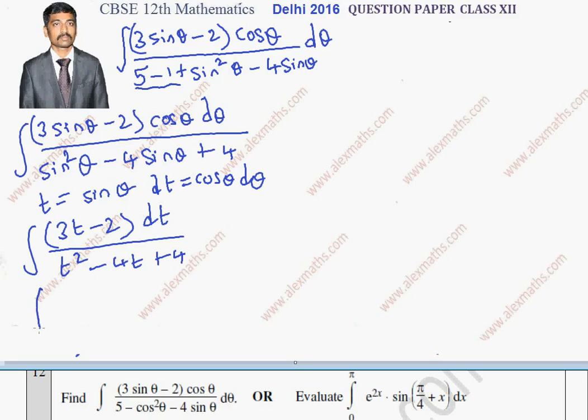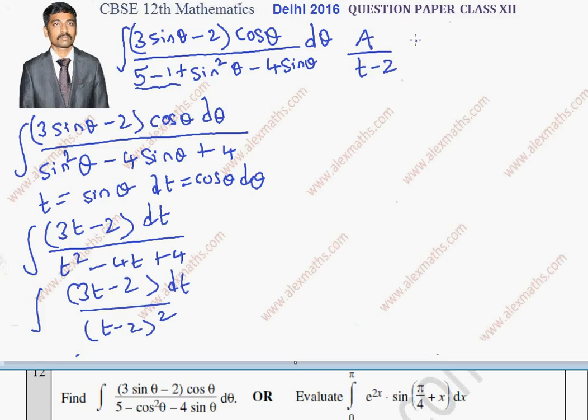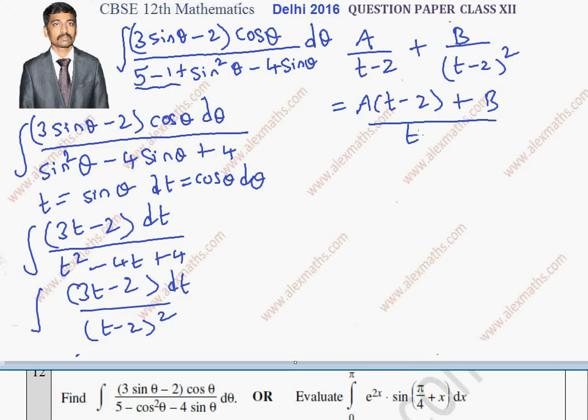This denominator again we can factorize as t minus 2 whole square. Now we can apply the partial fraction rule, which is a by the first factor plus b by square of it, because it is a repeated factor. So a by that factor plus b by square of it. Now if we take LCM, it is going to be a into t minus 2 plus b, whole divided by t minus 2 whole square.